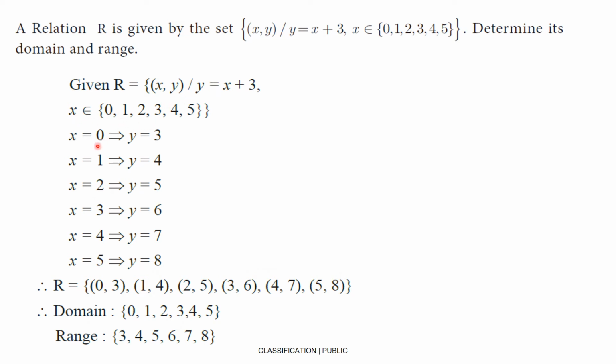0 plus 3, 3. 1 plus 3, 4. That is y. 2 plus 3, 5. 3 plus 3, 6. 4 plus 3, 7. 5 plus 3, 8. So what is the relation as ordered pairs? Keep it in mind: 0, 3; 1, 4; 2, 5; 3, 6; 4, 7 and 5, 8. What is the domain? The first elements: 0, 1, 2, 3, 4 and 5. Range, what are the related ones? That is y here: 3, 4, 5, 6, 7, 8. Understood?